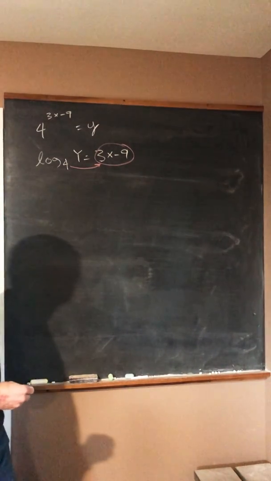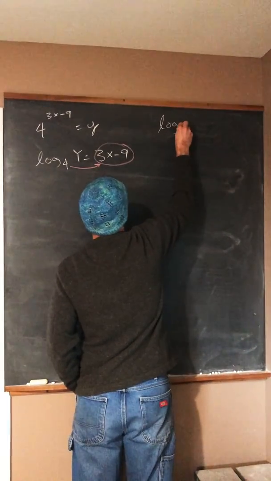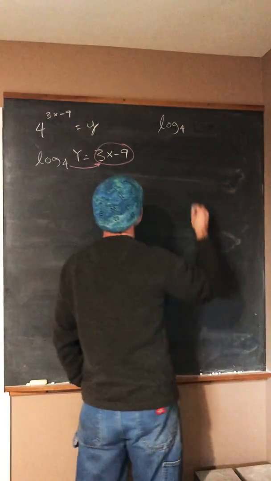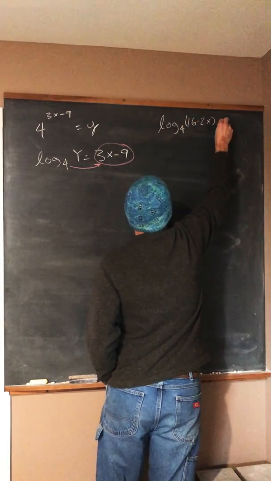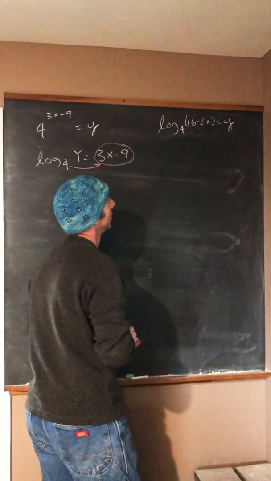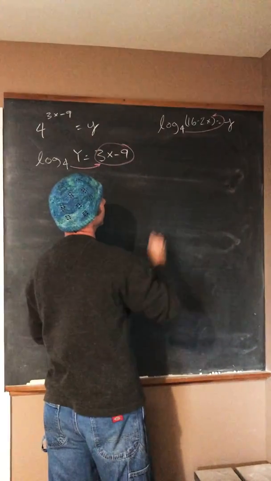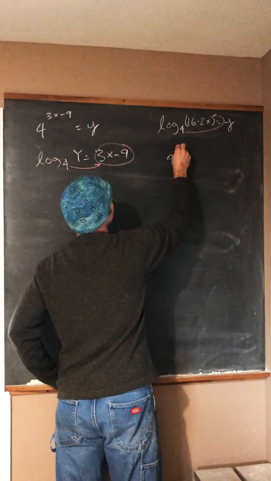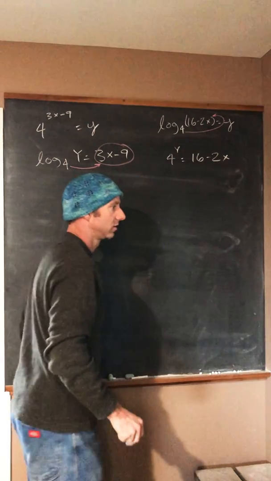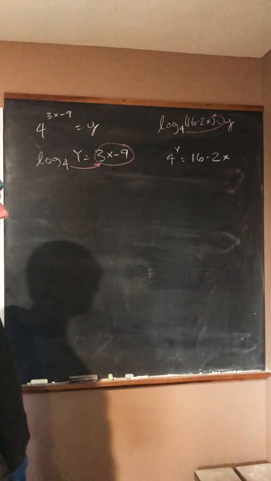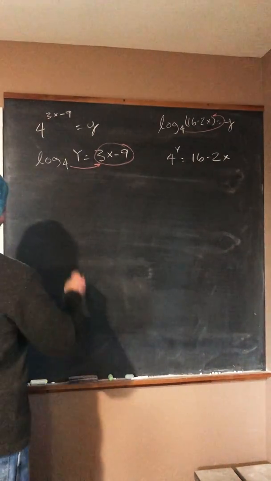Okay. How about this one instead? Log base 4 of 16 minus 2x equals y. Or 4 to the y equals 16 minus 2x. Okay. Doing well. Now, how do we actually solve these? Let's try another problem here.